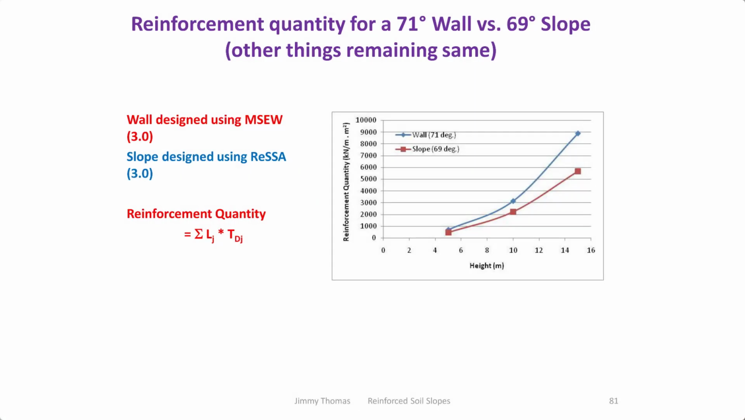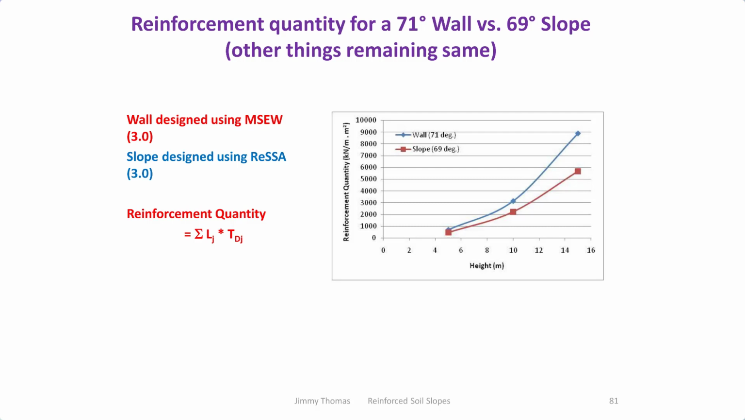Then this is a simple example. Normally, steeper than 70 degrees, it's a wall. Less than that, it is a slope. So what I did, I took a 71 degree, designed it as a wall using MSCW. Then a 69 degree slope, designed it as a slope using RESSA.